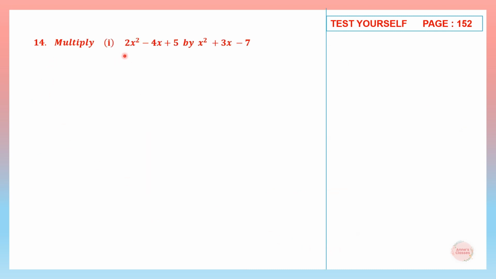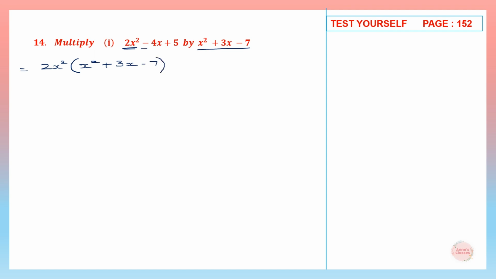Question 14. Here we have to multiply these. So here we have multiplication of a polynomial by another polynomial. That means you can do two ways, either the row method or the column method. Let's do the row method, which is being used everywhere. So here we start with the first term of the first polynomial, that is 2x square into, now we write the whole of the second polynomial. So x square plus 3x minus 7. You write the whole thing.